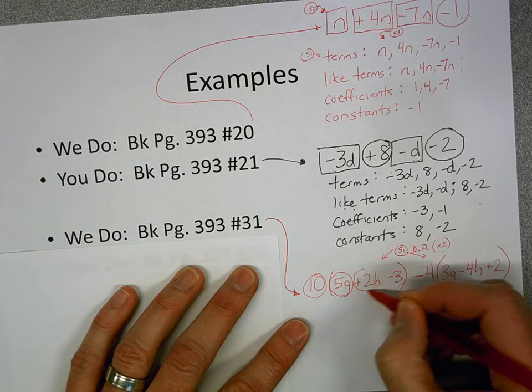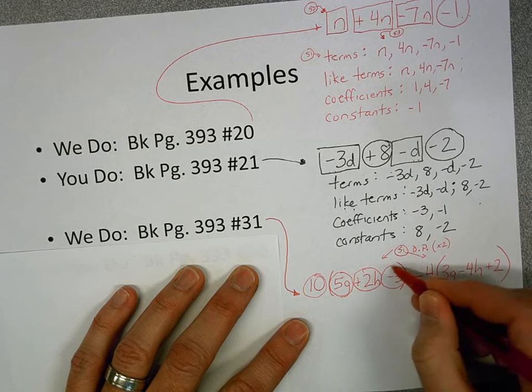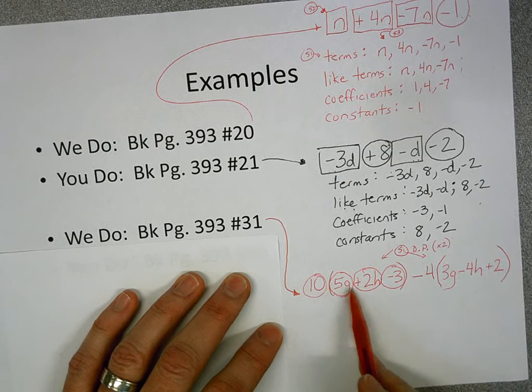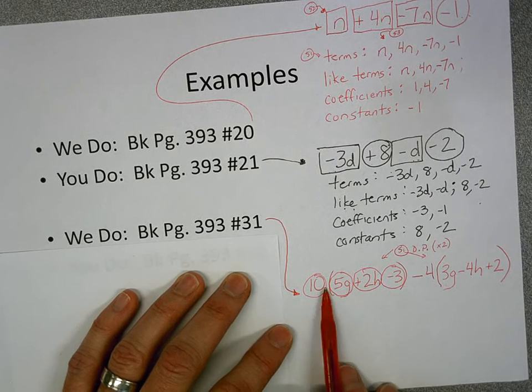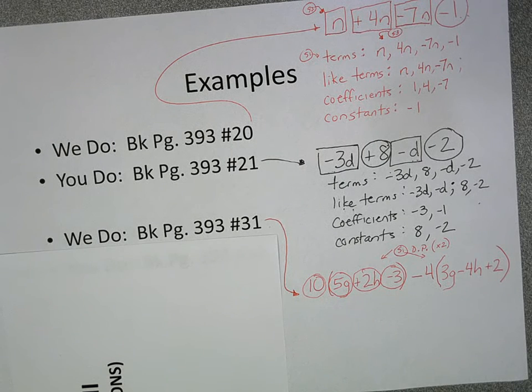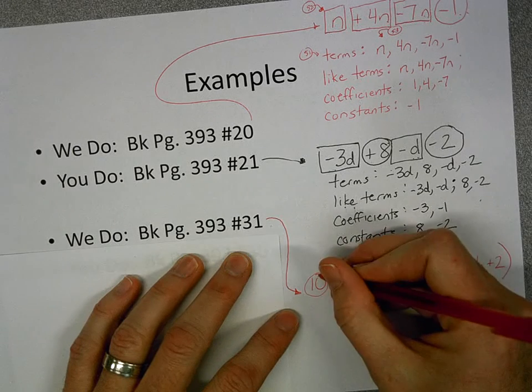So 10, 5g, positive 2h, negative 3. You say, well, Mr. Williams, why didn't you box and circle? Well, it's because I'm not combining yet. I'm not trying to identify my different terms. I'm just finding my terms for my rainbow. Okay?